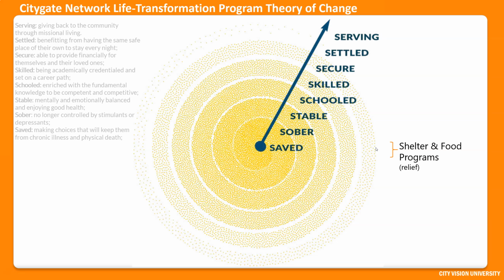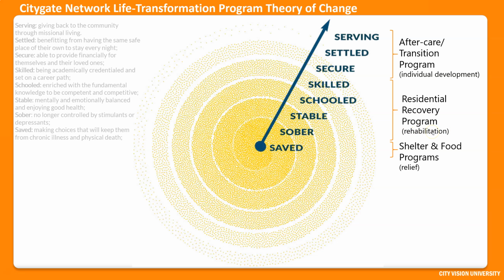So in many ways for rescue missions, you have shelter and food programs, and often from a community development perspective, that's called relief. Then you have a residential recovery program that fits into the rehabilitation phase, and then you have aftercare and transition programs, which I would call development, but it's more individual development. Community development would be if you had a whole community transition into that.